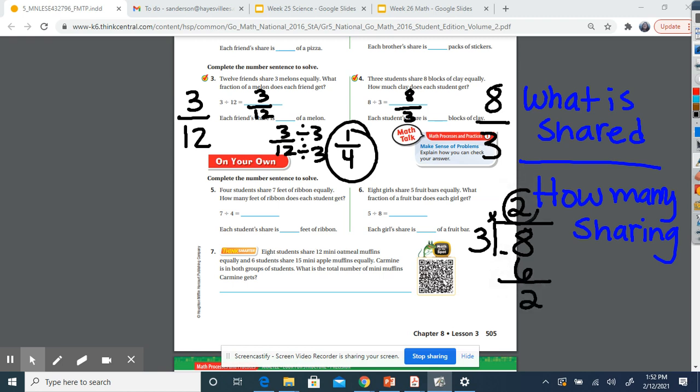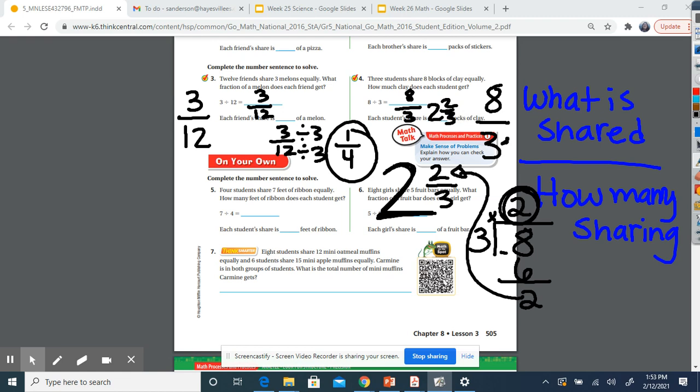So my number up here, I'm just going to write over number 6. My answer becomes my whole number. My remainder becomes my numerator, and I keep my original denominator, which is 3. So 2 2/3. Each student gets 2 2/3 blocks of clay.